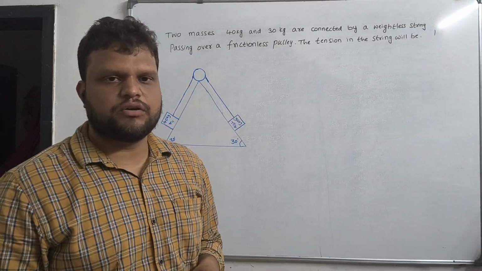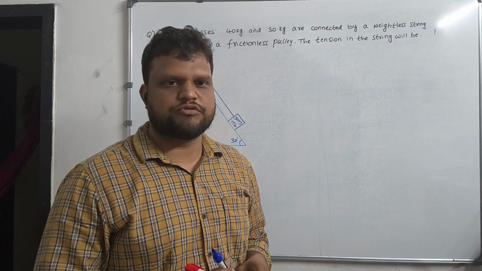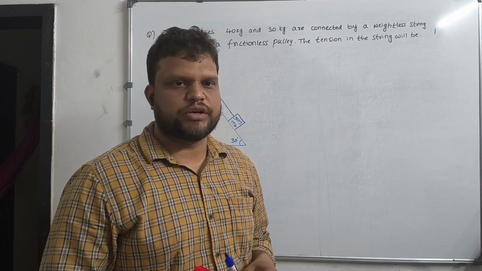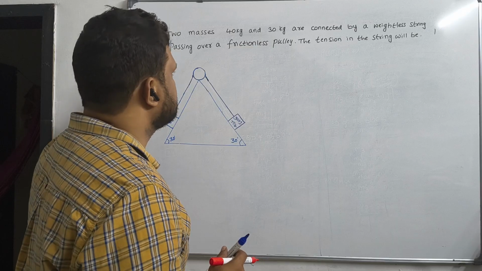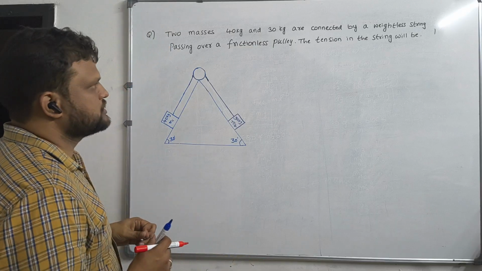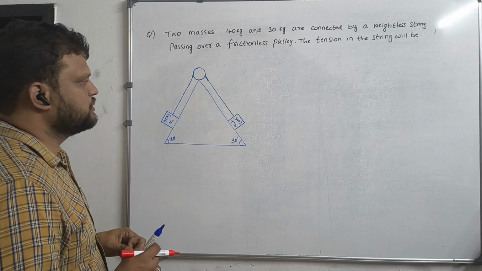Hello everyone. Today we are having one more question, Newton's laws of motion. Okay, let us go through it. Two masses, 40 kg and 30 kg, are connected by a weightless string passing over a frictionless pulley. The tension in the string will be?